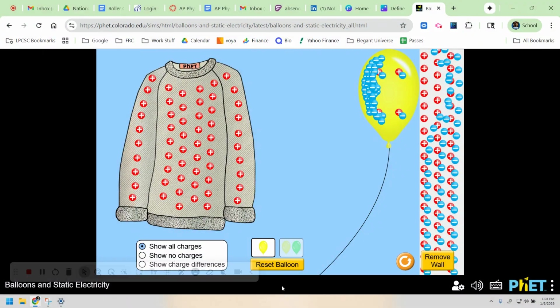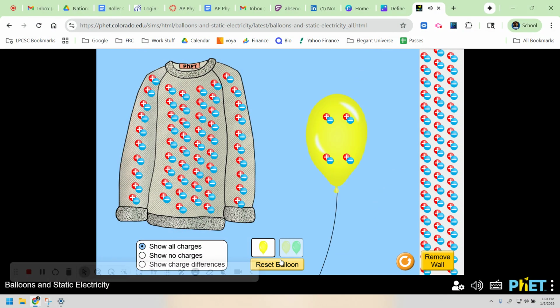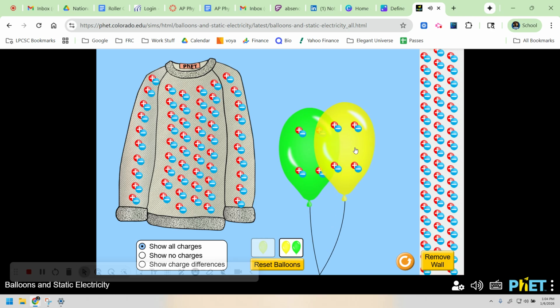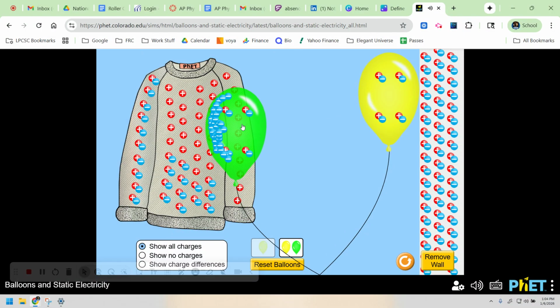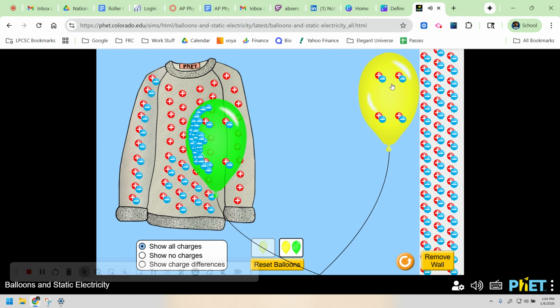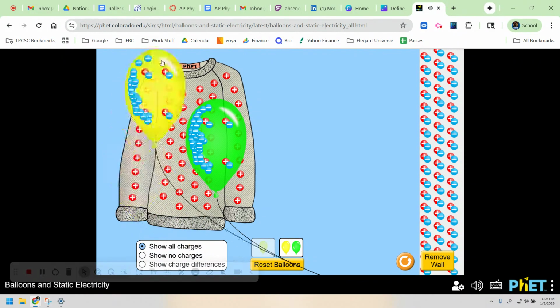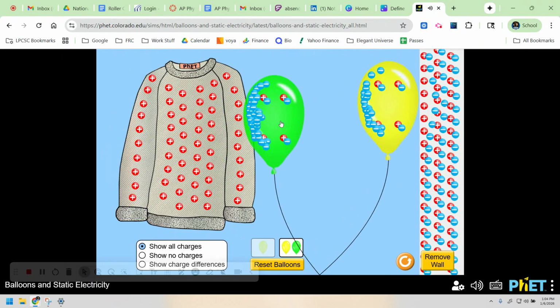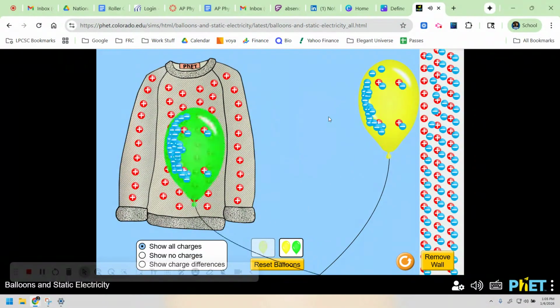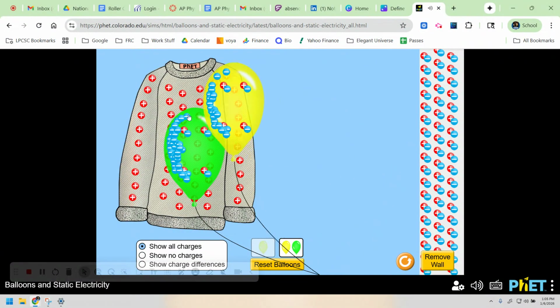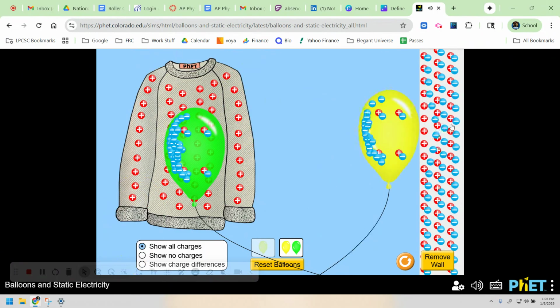Okay, let's reset. I'm going to do 2 balloons now. So I'm going to take my yellow balloon. The molecular structure of the wall, it's not really easy for the electrons to leave. But if I come over here, see how quickly that does that? Now, if I take this balloon and I get all the other charges, see how those repel? Now, it's very difficult to rub those back on because you removed them. But there are negative charges in the air.